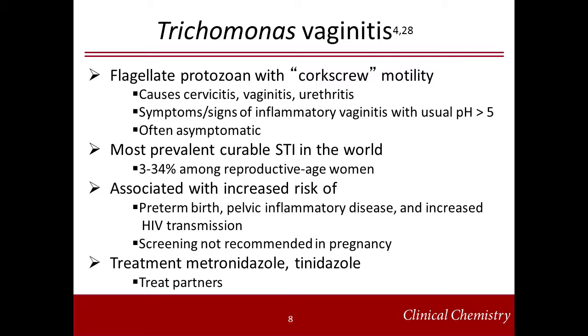Trichomonas infection is the most prevalent curable sexually transmitted infection in the world, and is found in 3 to 34% of women of reproductive age. The infection is associated with increased risk of preterm birth, pelvic inflammatory disease, and increased HIV transmission. However, since women who are screened and treated during pregnancy may have a worse pregnancy outcome than those who are not, systematic screening of asymptomatic pregnant women is not recommended. Pregnant symptomatic women can be treated though.